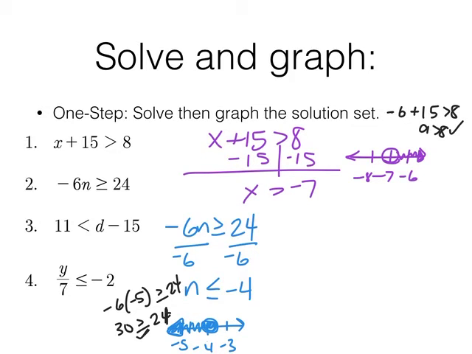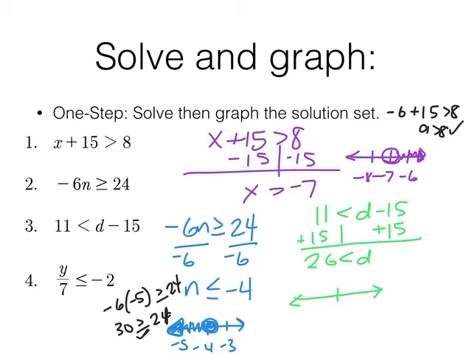Okay. Look at number 3. 11 is less than d minus 15. Well, we're going to add 15 to each side. That gives me 26 is less than d, or d is greater than 26. Now be careful when your inequality has the variable on the right hand side, because when you are graphing, you will have to think a little bit more carefully about which way to shade. So let's put our 26 in the middle. 25 is one less, 27 is one more.